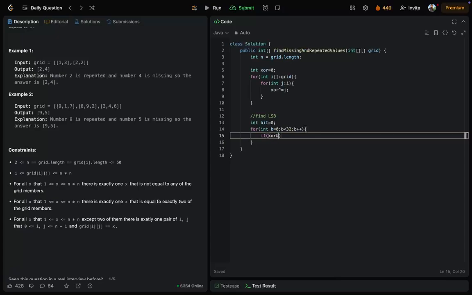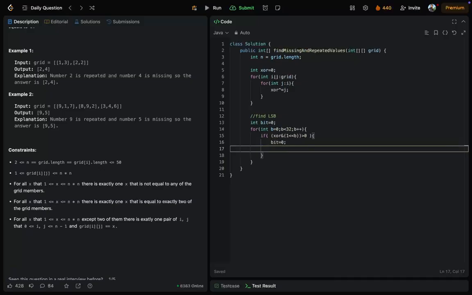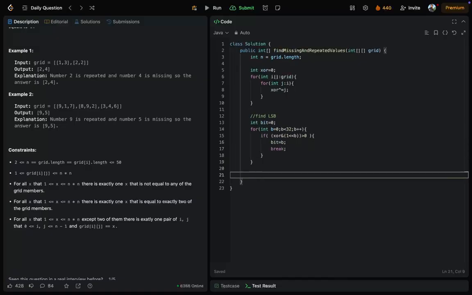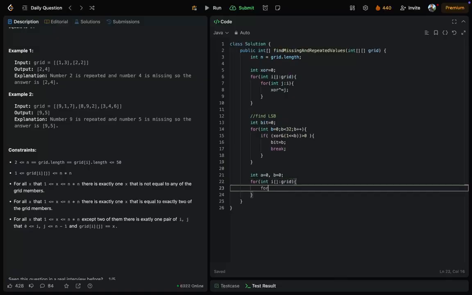If XOR and this number give some nonzero value, it means that bit is set in XOR. So then just break. Bit is our bit, we know our LSB. Then we need to divide into two buckets, which are A and B. Just iterate first over this array.